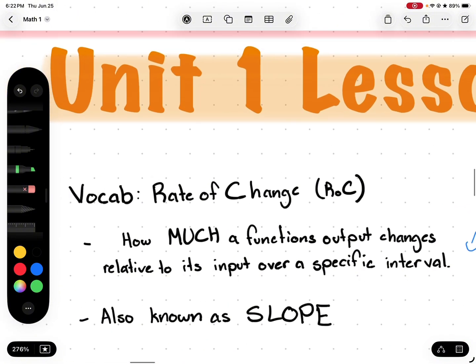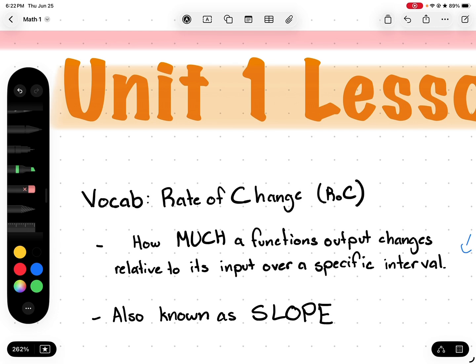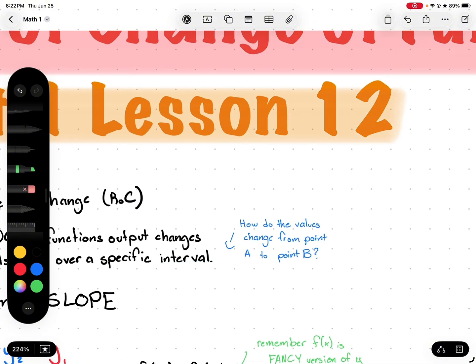So here's some new vocabulary, which is rate of change. You might see this as an average, you might see this as per, you may have seen this before, but you might just not know it's called the rate of change. A rate of change is how much a function's output changes relative to its input over a specific interval. Essentially, it means how do the values change from point A to point B.